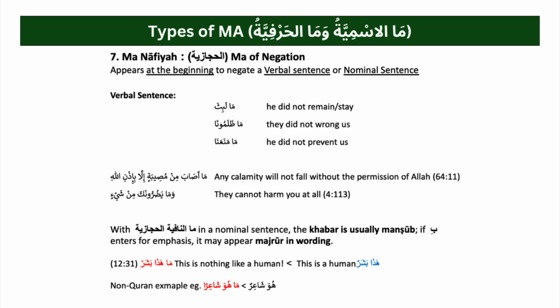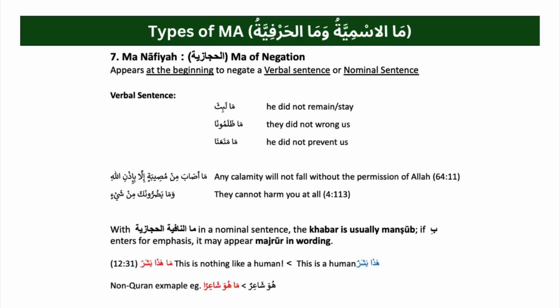Then, the slide gives Quranic examples. One is, Ma asaba min musibatin illa bi'idhnillah. No calamity falls except by the permission of Allah. Another is, Wa ma yadurrunaka min shay. They cannot harm you at all. So in these kinds of examples, ma simply negates the verbal meaning. This is the first side of ma nafiya.